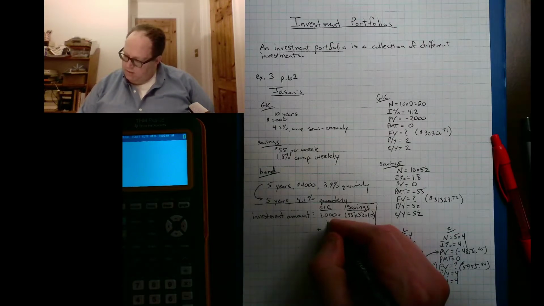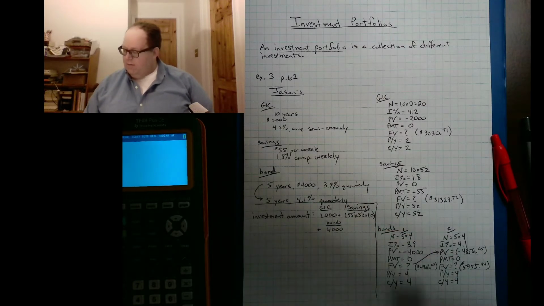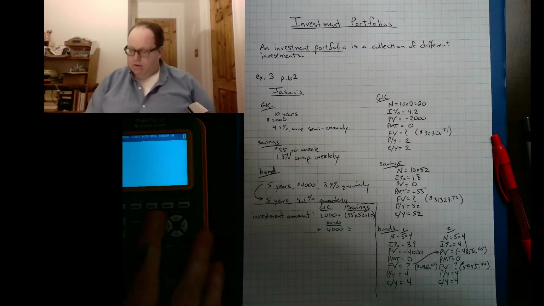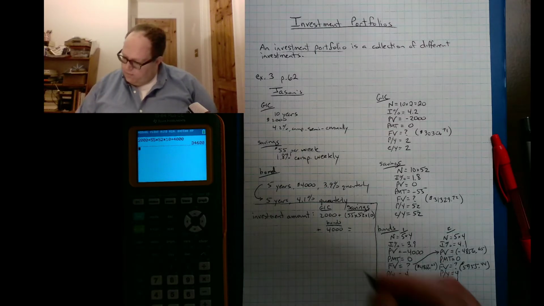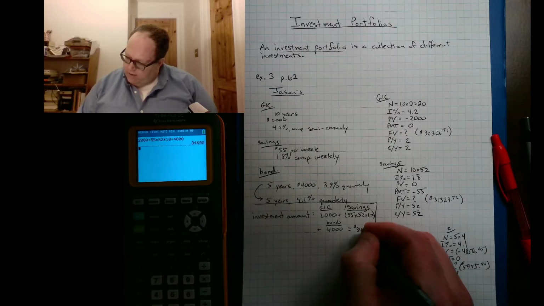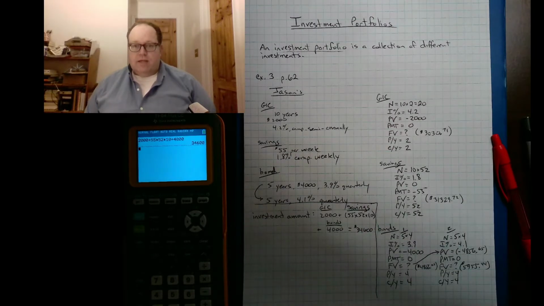And from the bonds, there's $4,000. You'll note that I'm not counting this $4,856.65 because that came from the first bond, which started with a $4,000 investment. So that total amount, which is 2,000 plus 55 times 52 times 10 plus 4,000, is $34,600. That's how much Jason invested over all this time.